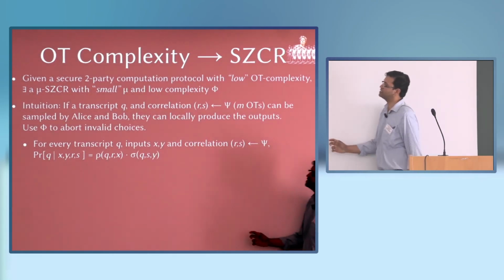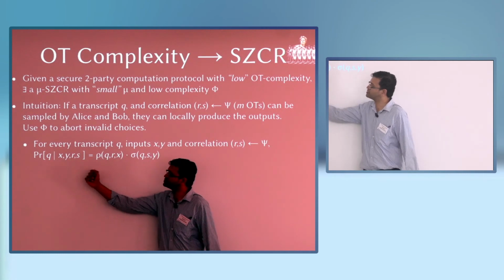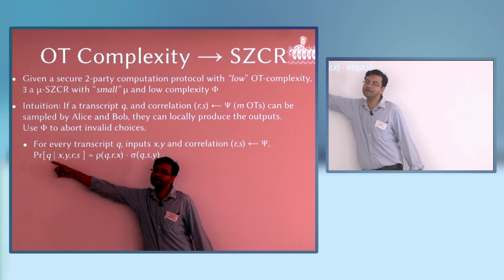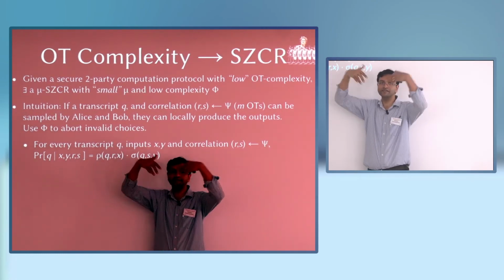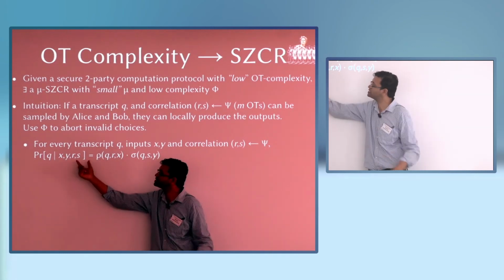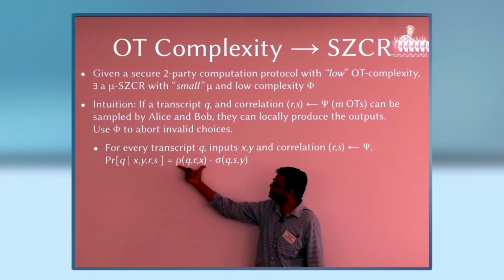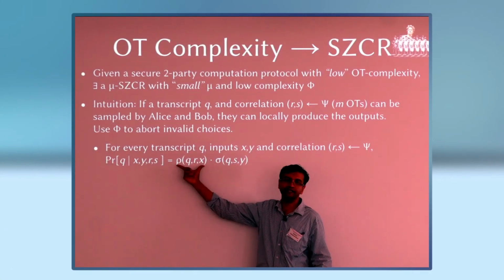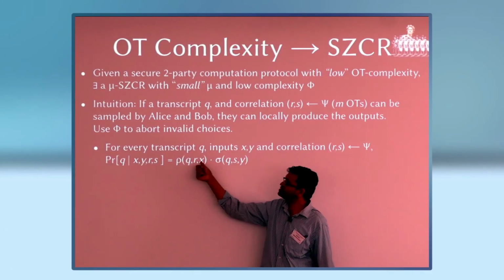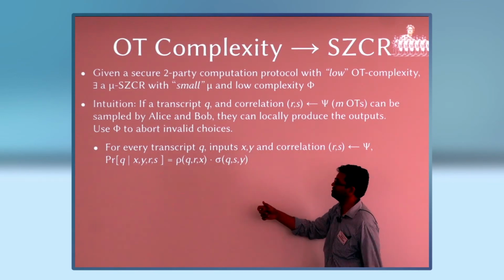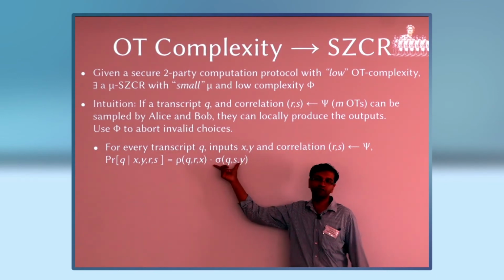If it's a protocol, there is this nice factorization property. So the probability of the transcript conditioned on the inputs and the CRS, the correlation, factorizes as follows, where this is a quantity that solely depends on Alice's side. So the transcript and Alice's input and Alice's side of the correlation, and this from Bob's side. Okay?